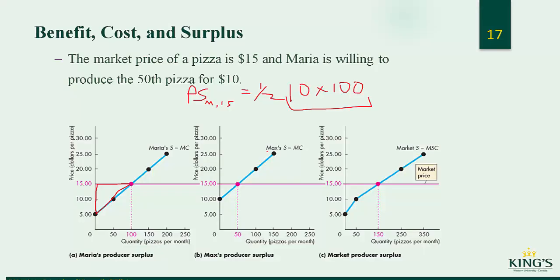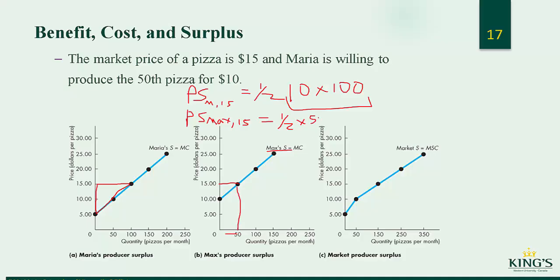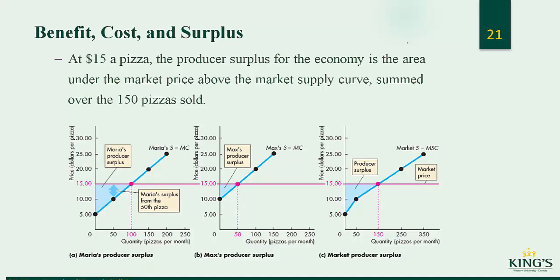And then Max's producer surplus is going to be 15 minus 10, so 5 times 50 times 1/2. So producer surplus for Max at a price of $15 would be equal to 1/2 times, remember it would be 15 minus 10, which is 5, times this difference here, which is 50, and this would be equal to 125. So the producer surplus for Max would be this area here, 125, and for Maria, if you remember, it would be 500. And so the total surplus would be 625. So this right here would be 625.